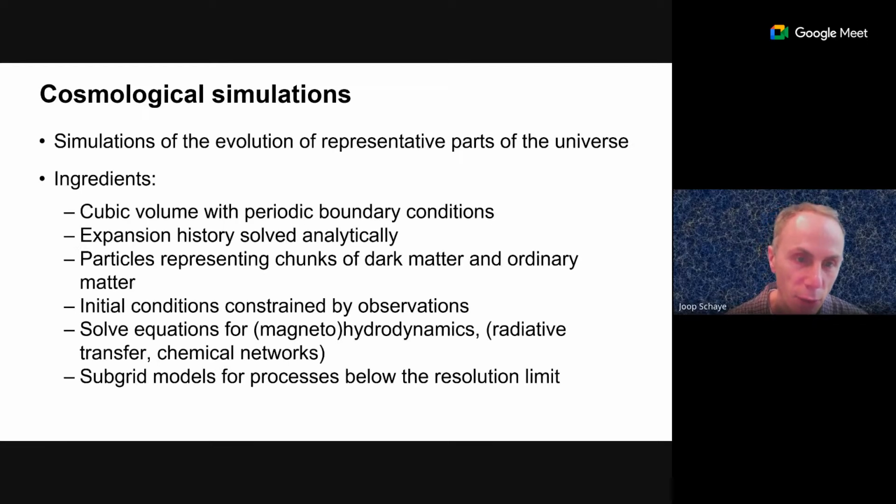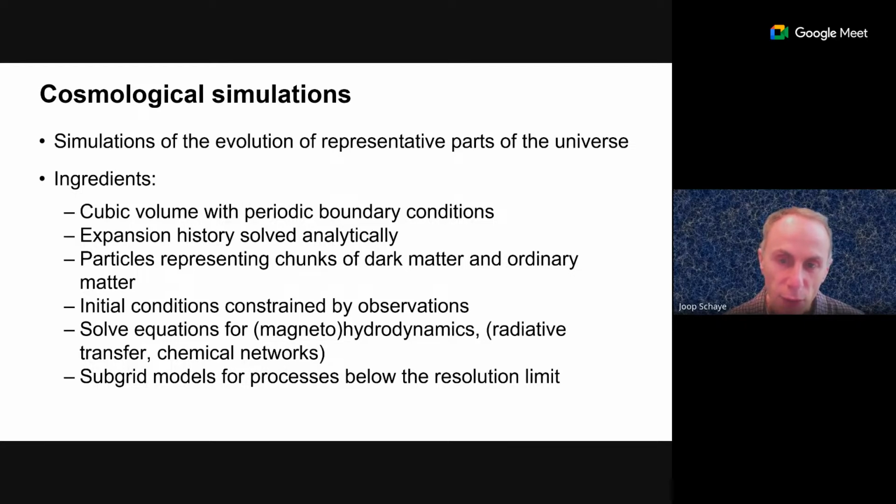And what are the ingredients? Well, we start with a cubic region of space, and we do that because then we can give it periodic boundary conditions. That is important because if we do not do that, if we have a vacuum next to the piece of universe that we're simulating, then we get edge effects. Then the expansion of the universe is done basically via a coordinate transformation. We can solve the coordinate transformation analytically using the equations from general relativity describing the expansion of the universe, and implement it that way.